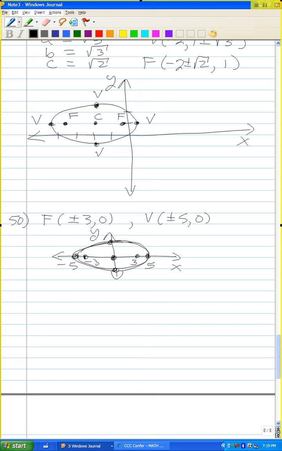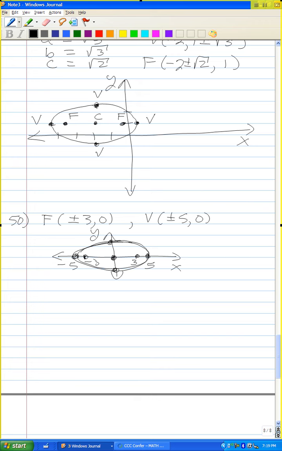And I never gave the lengths of the major and minor axes, did I? Oh, I forgot about that. The length of the axes. I'll have to do that during class, I guess, or go back and do those. Okay, problem 50.